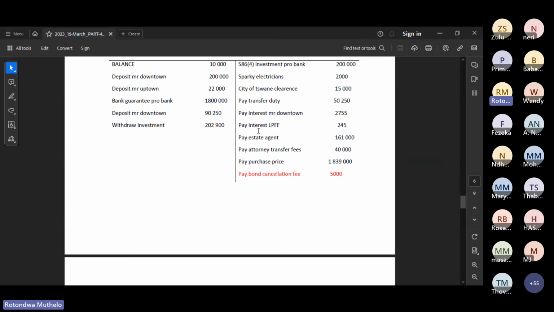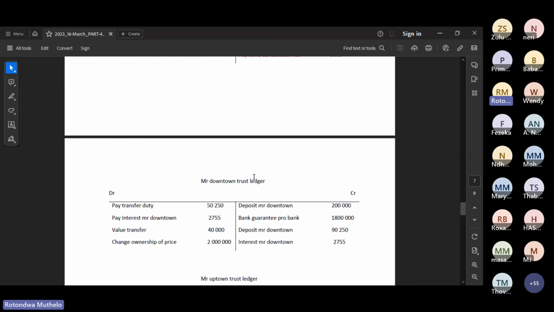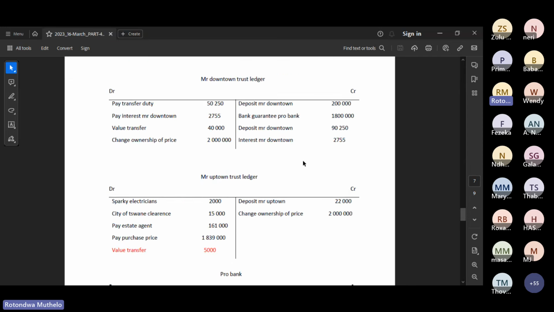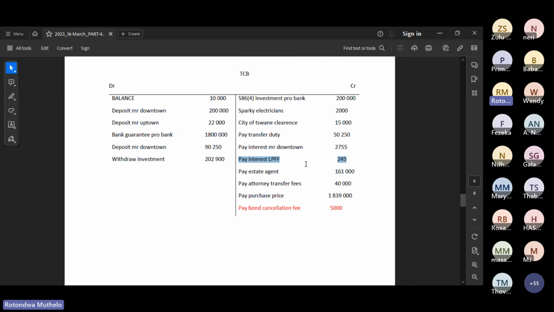Guys, if you look at your payment interest here, pay interest to LPC, this one here. If you look at it here, it's not supposed to be 245. It's supposed to be this one here. It's supposed to be the 145. I think I made a mistake. I put a 2 there instead of a 1. So watch out for that. Be mindful of this pay interest LPFF.